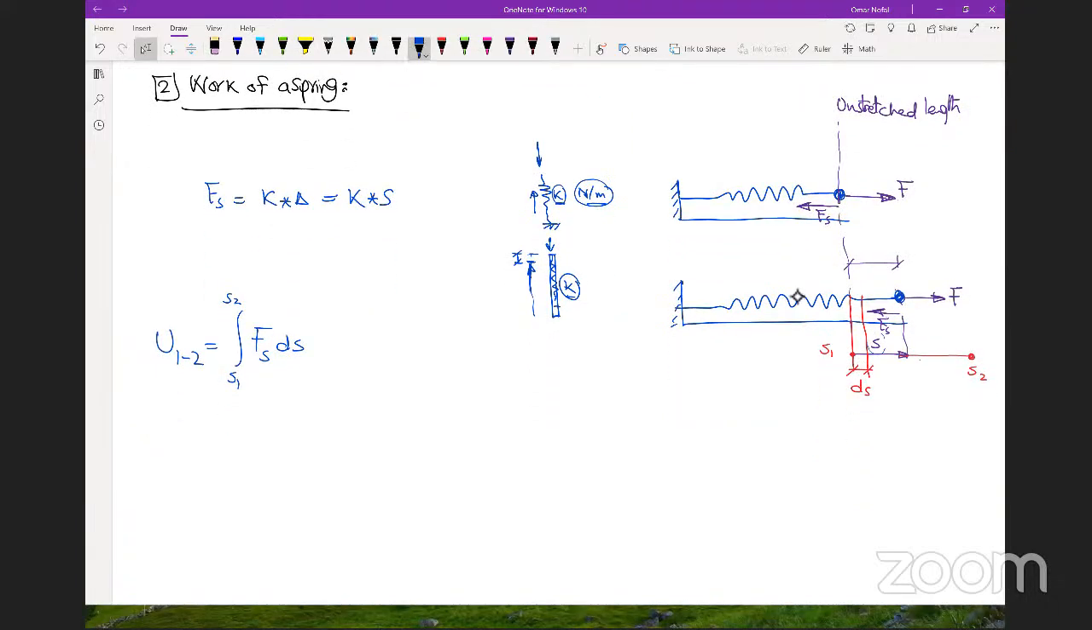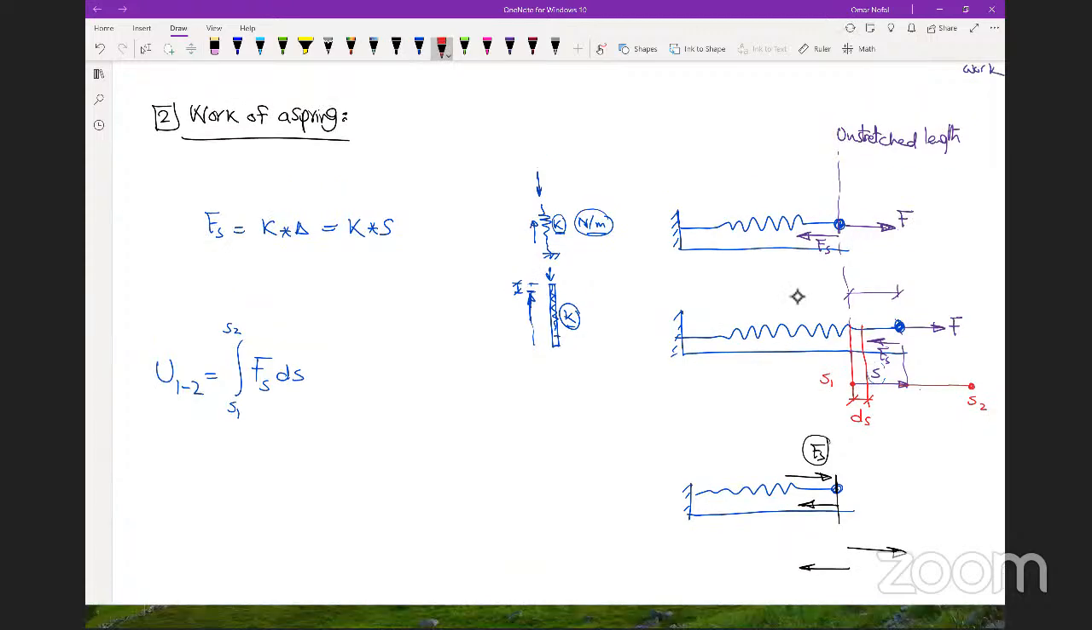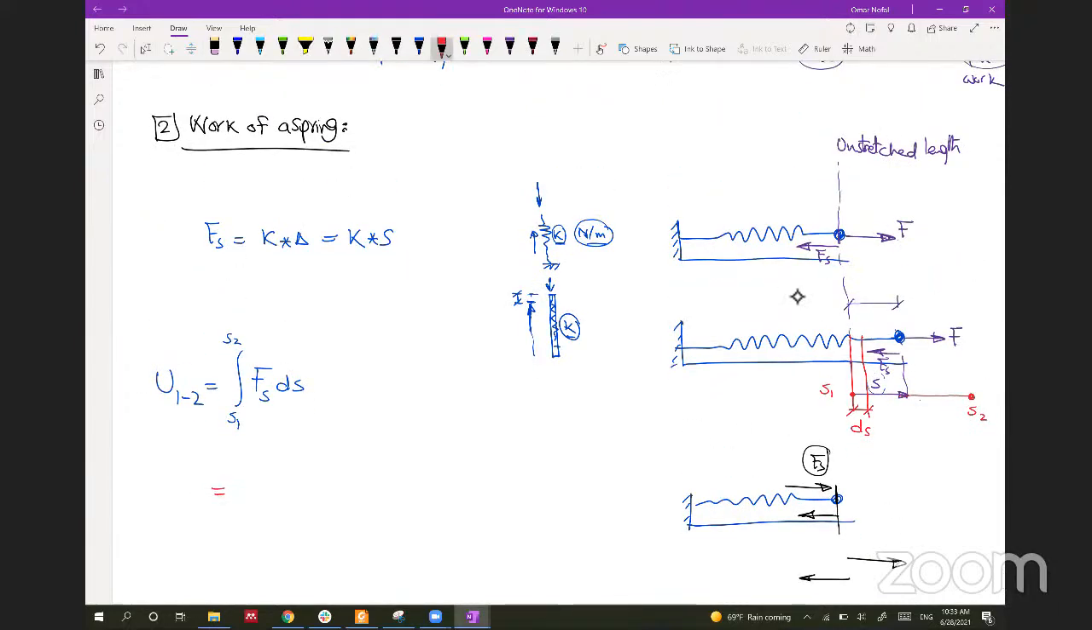As I told you before, if you have a particle here, and this is a spring, and this is the unstretched length, if the particle is moving this way, the spring will be pushing back this way, F spring. If the particle is moving away, the spring will be pushing back. The spring needs to get back to its normal unstretched length. So the Fs is always in the opposite direction of the particle and has negative work. So let's see how we can do this.